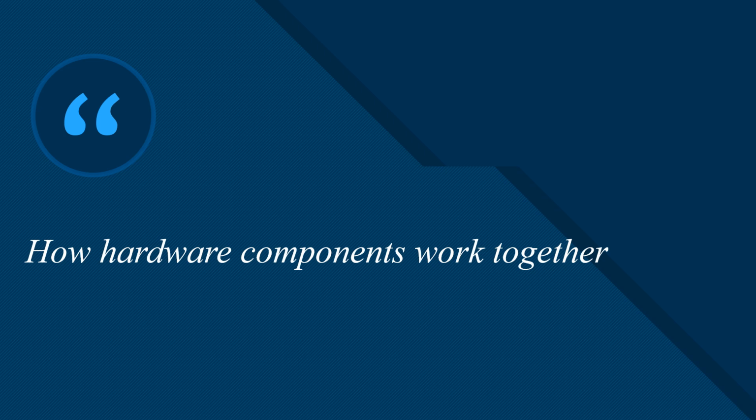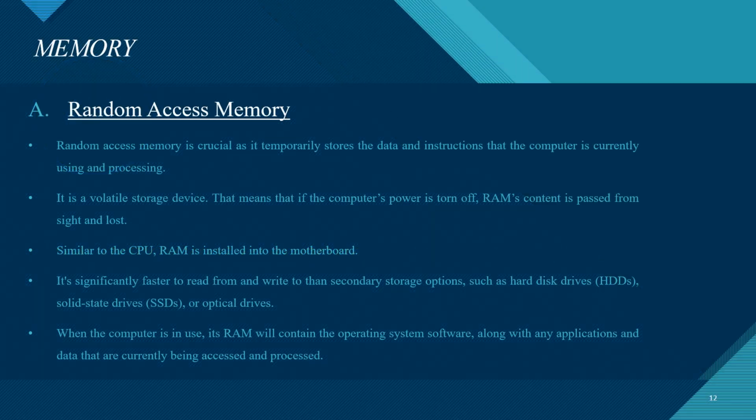Our next topic is how hardware components work together. Let us see about the memory type. Random access memory. Random access memory is crucial as it temporarily stores the data and instructions that the computer is currently using and processing. It is a volatile storage device. That means that if the computer is powered off, RAM's contents are lost.